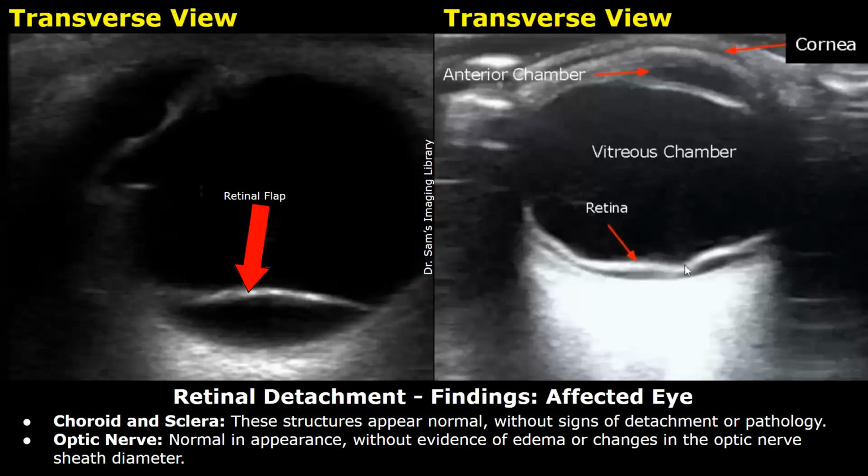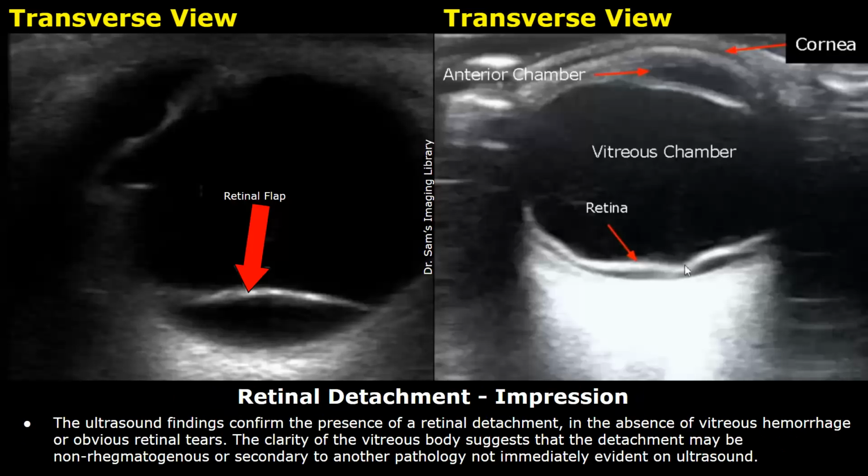Choroid and sclera. These structures appear normal without signs of detachment or pathology. The optic nerve is normal in appearance without evidence of edema or changes in the optic nerve sheath diameter.